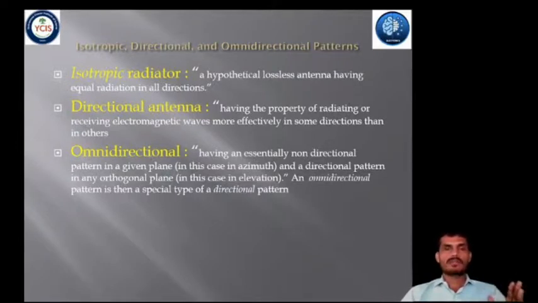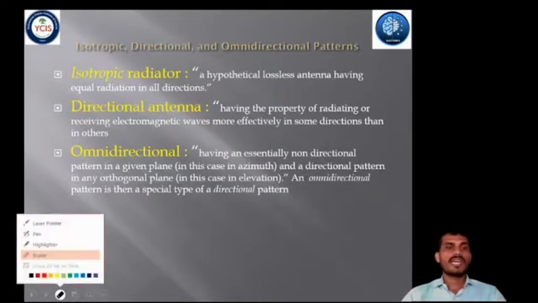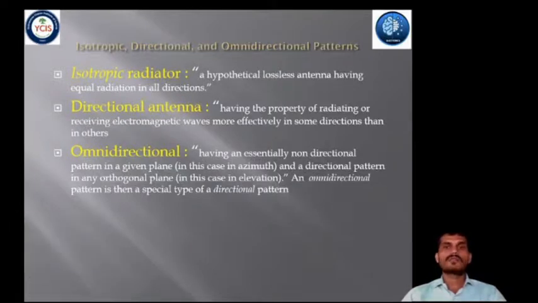For example, I am an antenna and I receive the signals which are in front of me, but I cannot receive signals from the back side of me. So the signal receiving strength of the antenna is greater in a single direction than in other directions. That means a signal can be received or directed more effectively from some direction than from other directions. Now the third one is the omnidirectional antenna pattern.